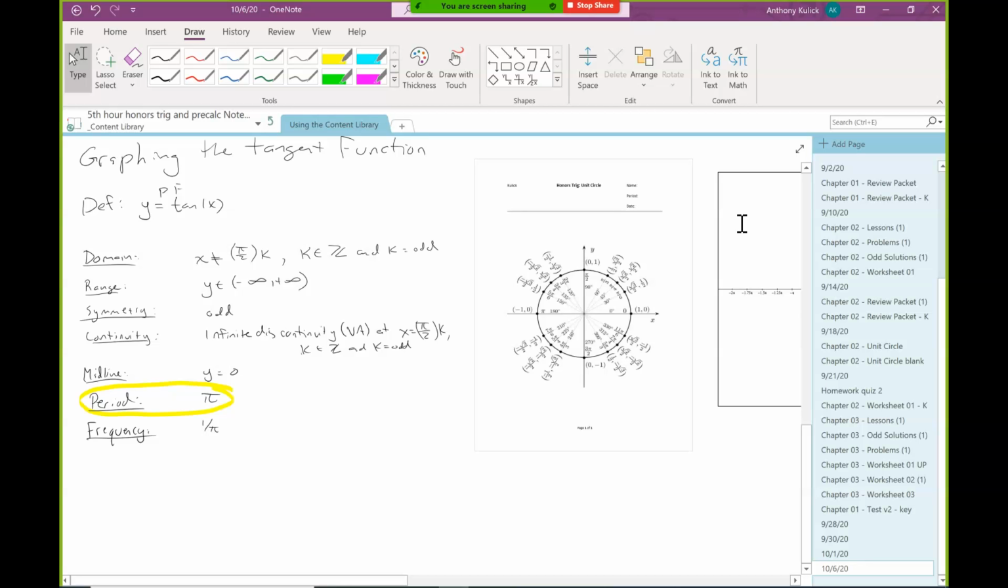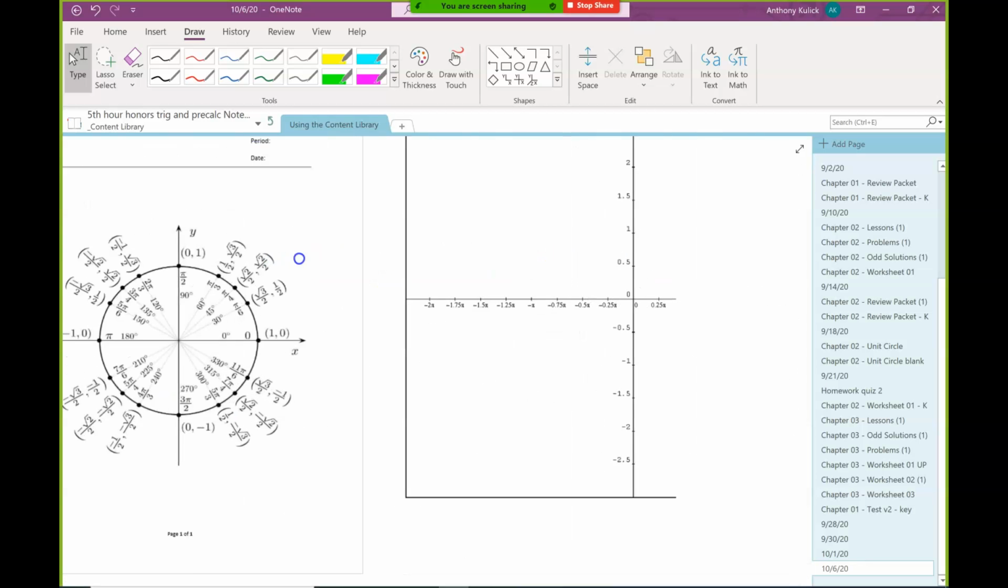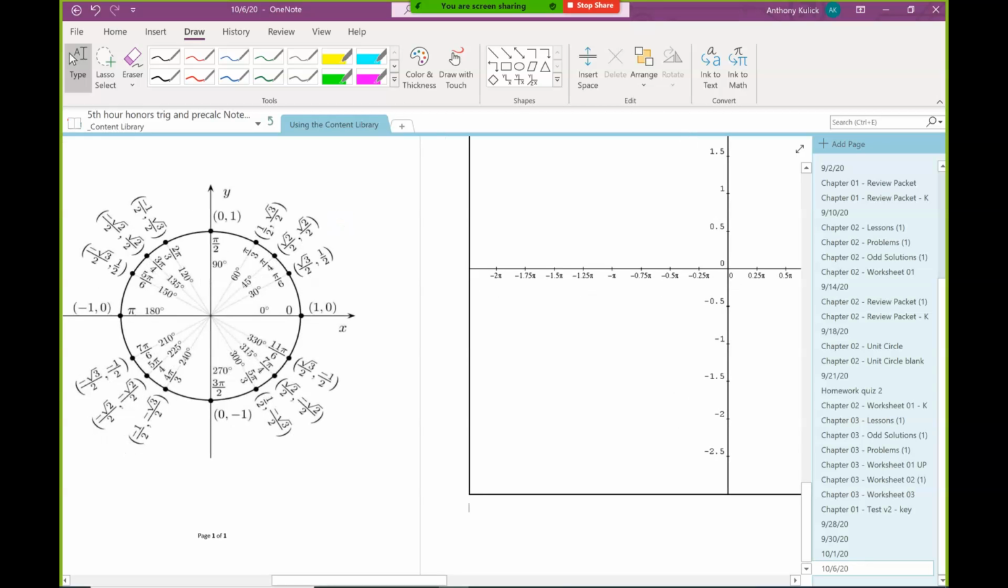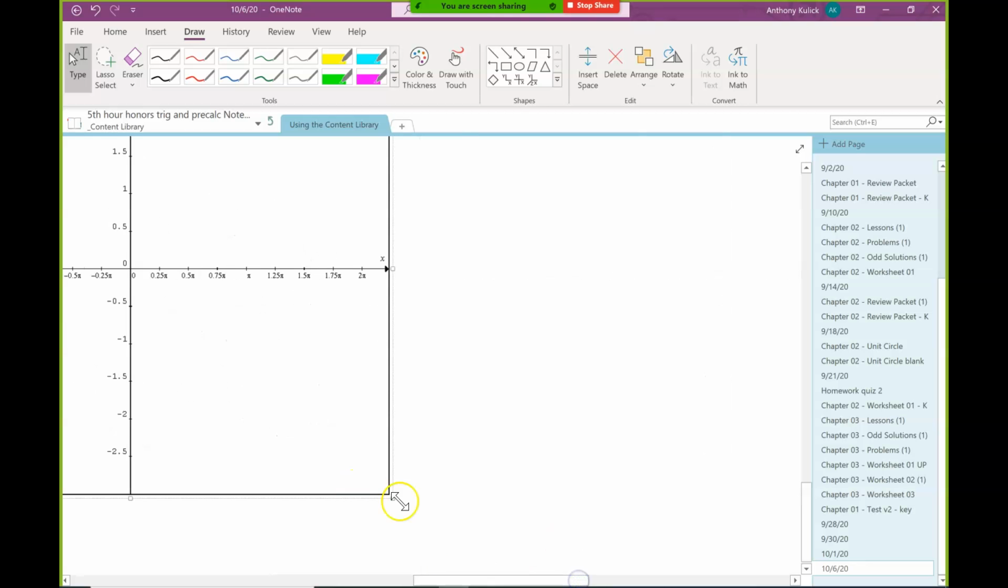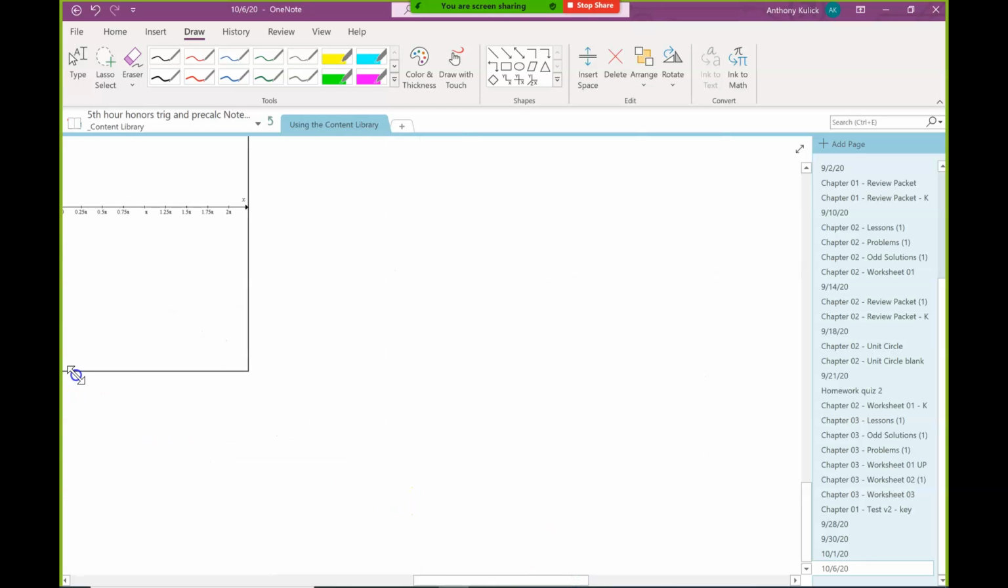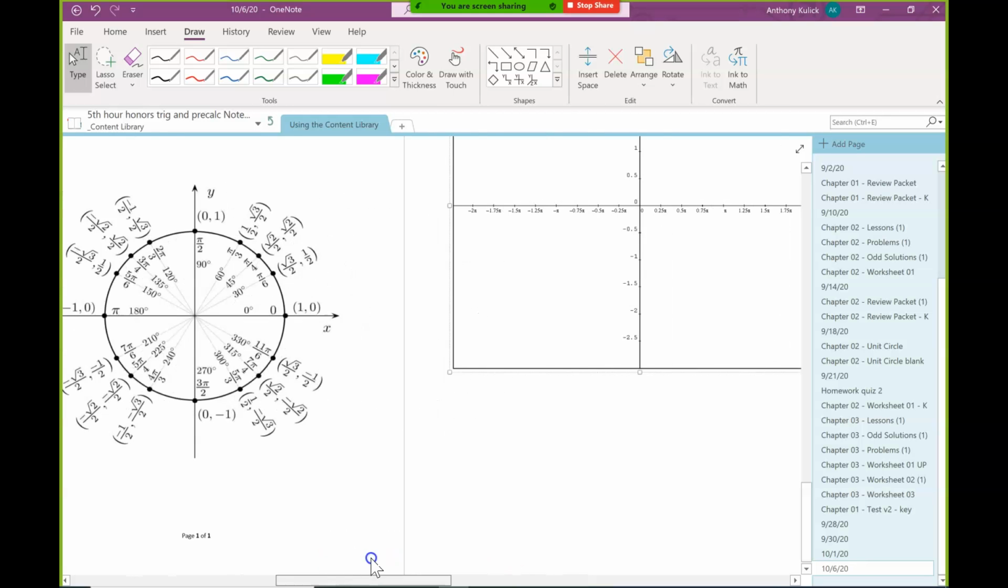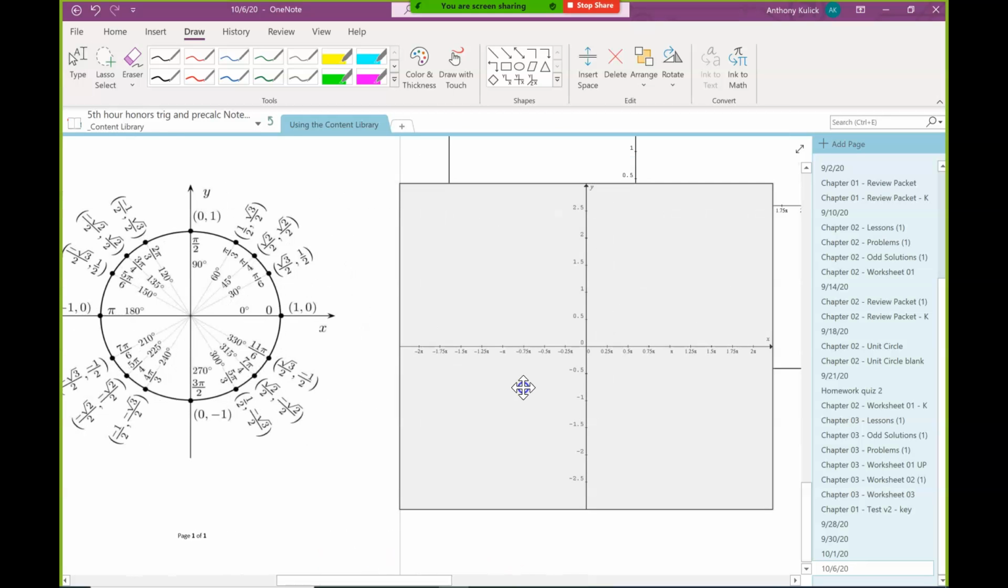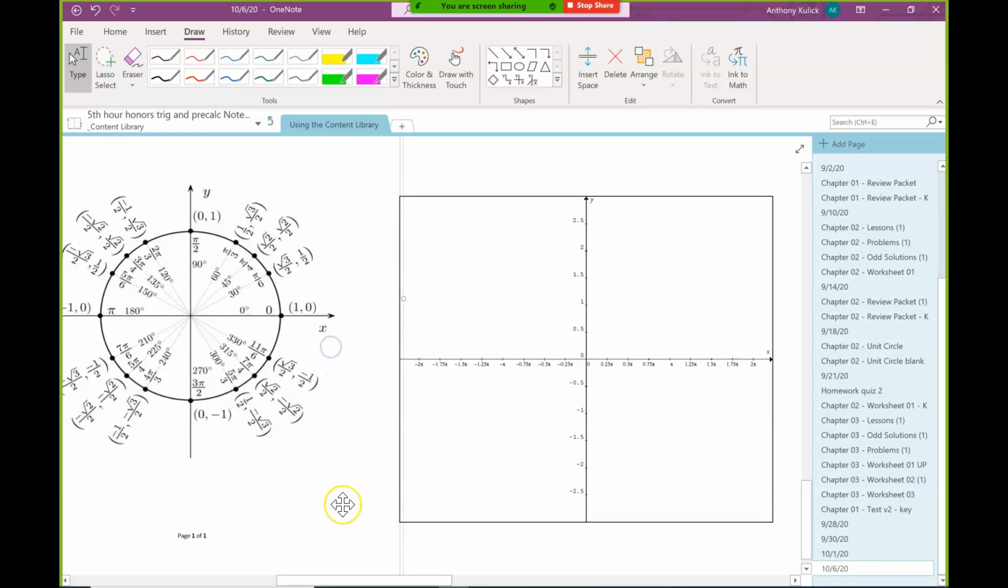Okay. So let's zoom into that unit circle, and we'll show you how we get this stuff. I'm going to make that XY axis a little smaller here so I can see it at the same time as the unit circle. Okay. So remember that tangent of theta is equal to y over x, right? That was our unit circle definition for tangent.